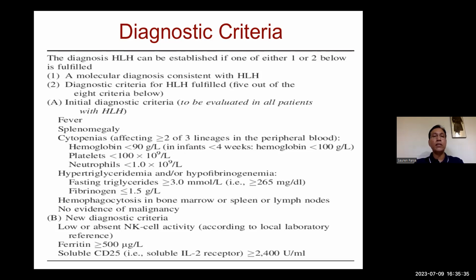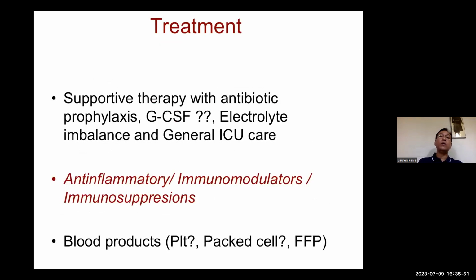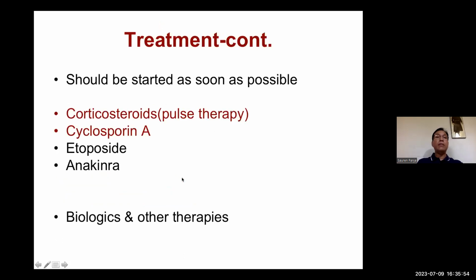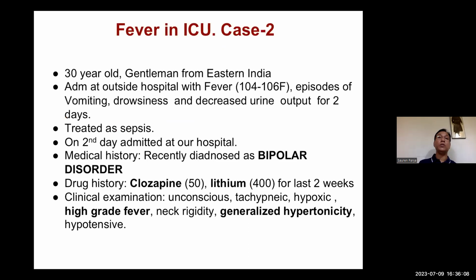Along with this, you also send the ferritin level, which is very important. And what I was discussing about the soluble CD25 and soluble IL-2 receptor are not easily available, but are important for primary HLH syndrome. There are different treatments available, like corticosteroids, cyclosporin A, etoposide, anakinra, biologicals and other therapies nowadays. Even immunoglobulin may also be used.